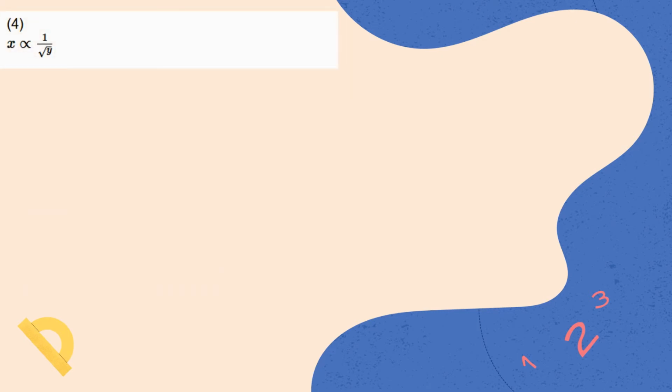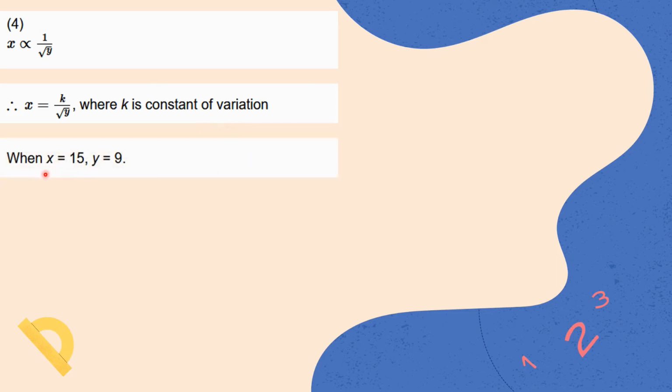The fourth one, X is inversely proportional to 1 upon root of Y. So in the form of an equation, this will be X is equal to K upon root Y, where K is the constant of variation. Now in the question, X is equal to 15 and Y is equal to 9. Substitute the values of X and Y in your equation X is equal to K upon root Y. So we have 15 is equal to K upon root of 9.